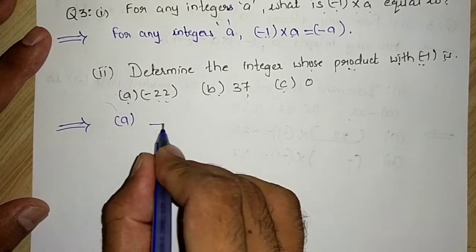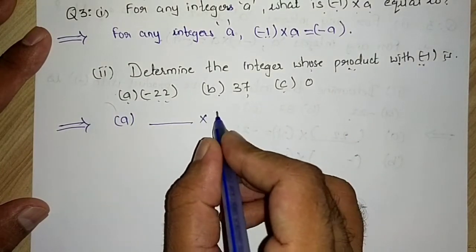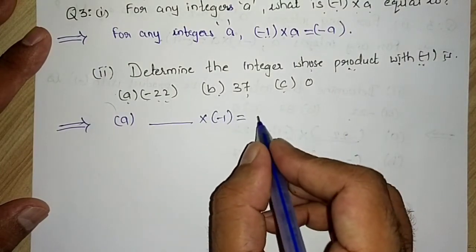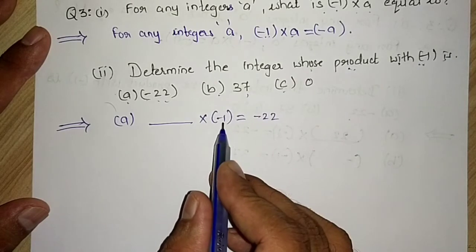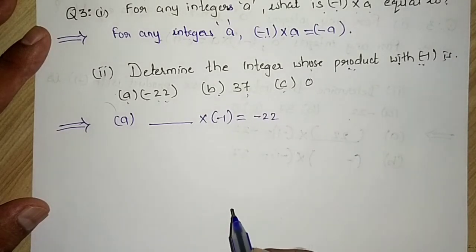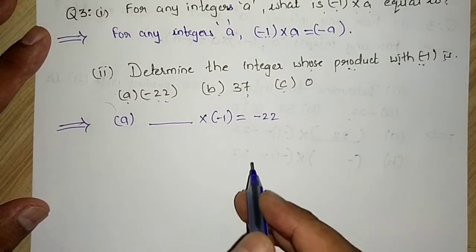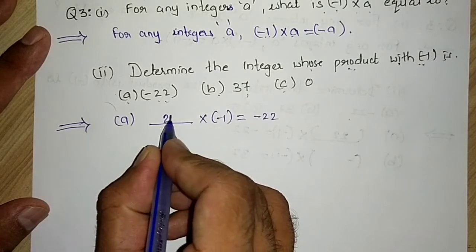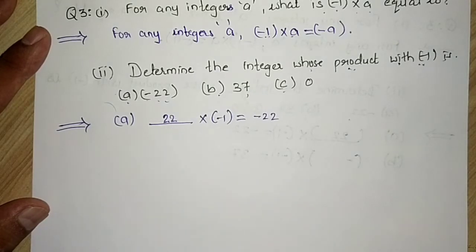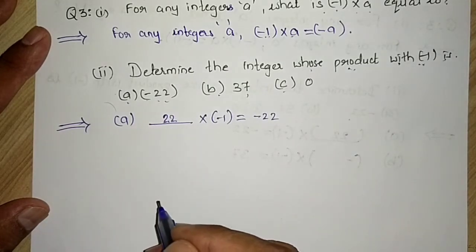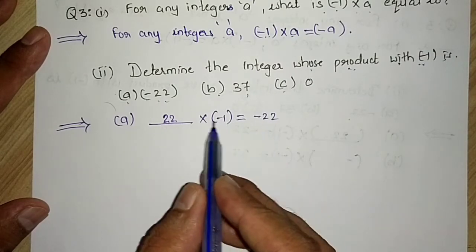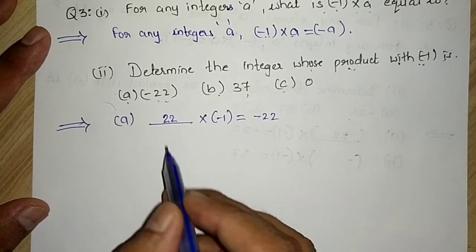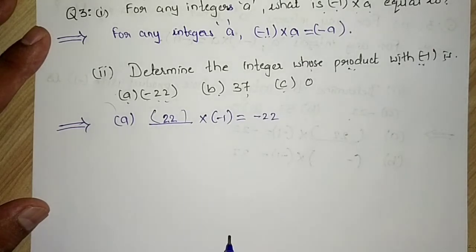I have to give one integer whose multiplication with minus 1 is minus 22. Anything multiplied by 1 will give me that answer. You know that rule. So definitely here I will write 22. But should I write minus 22, students? If I write minus 22, it will become plus 22 because there will be two negative integers. So our answer will be 22.